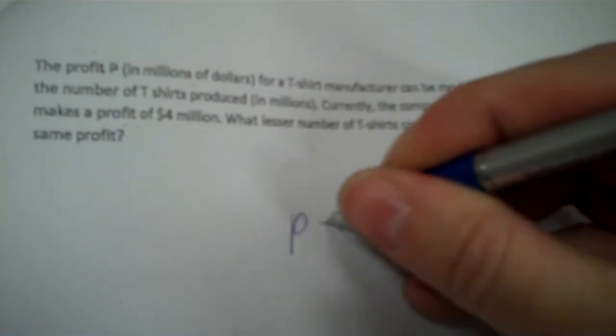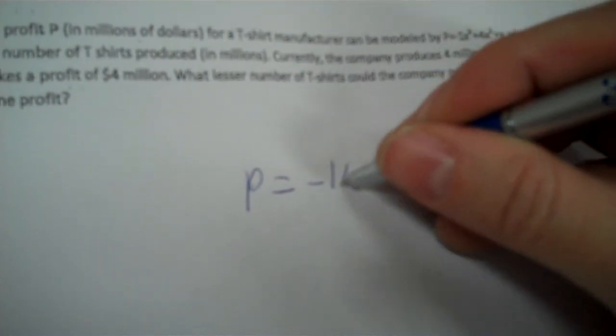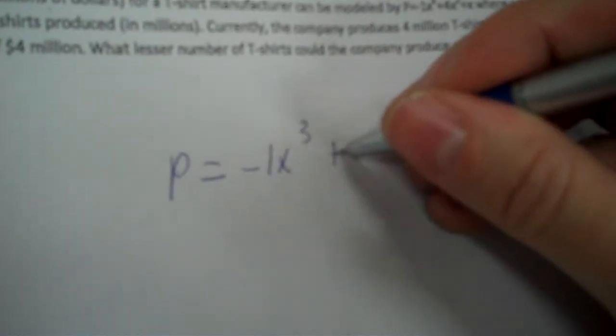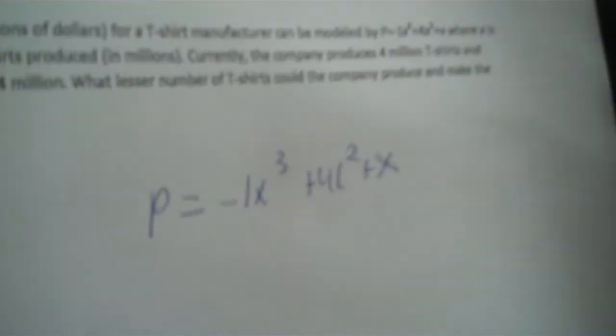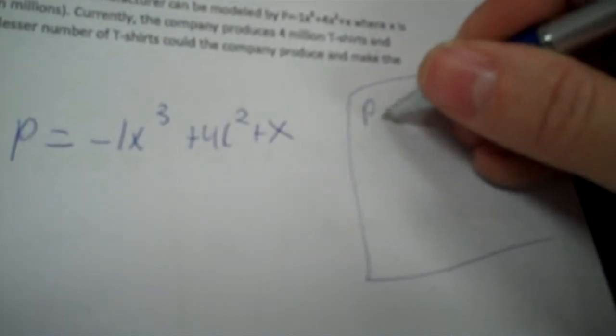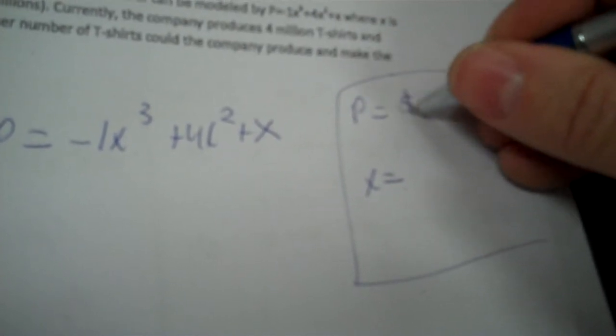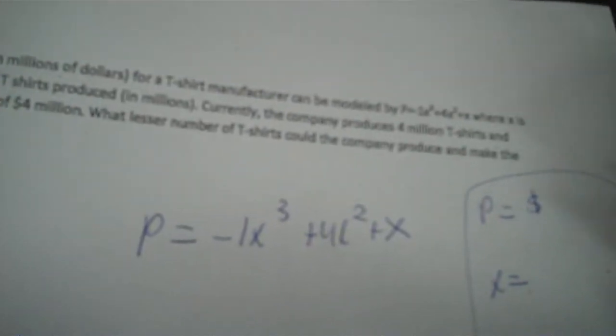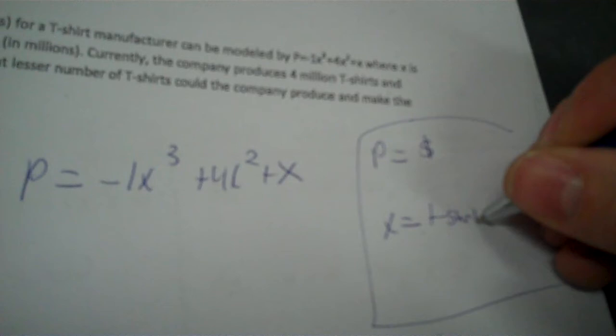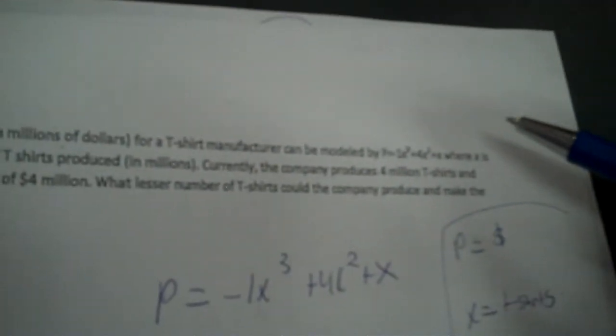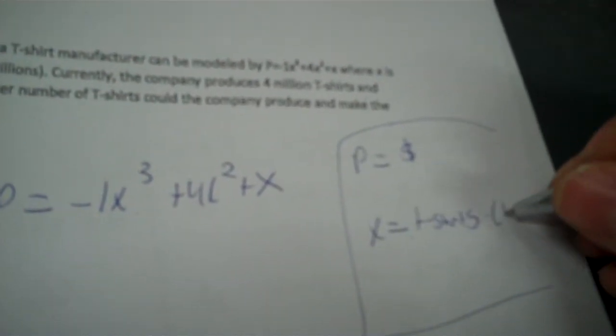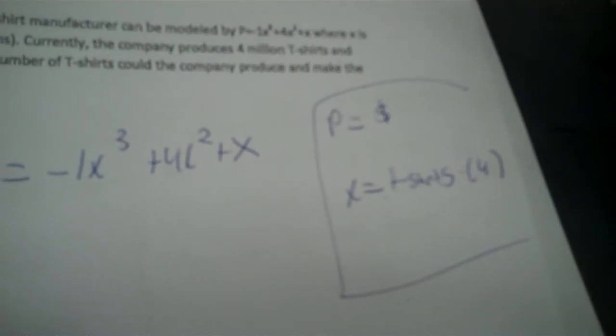Okay, write your equation. Your equation's given to you on a silver platter. How they got it, I have no idea. I got this out of one of the textbooks. Okay, so what I should do is make a box and tell what the variables mean. P is money, profit, and X is the item. This time it's t-shirts. If you want to put items, that's fine. So you have 4 million t-shirts, so just use 4. Don't put a bunch of zeros there. You'll just put million down at the end.